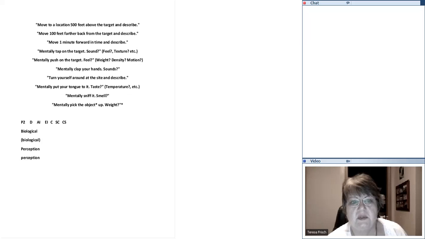Sound. You can also do that and cue yourself with feel, texture. Mentally push on the target. Feel. You can also do that by asking yourself about weight, density, motion. Mentally clap your hands. Sounds. Turn yourself around at the site and describe.